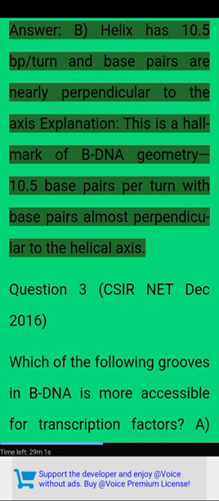Answer. B. Helix has 10.5 BP per turn and base pairs are nearly perpendicular to the axis. Explanation. This is a hallmark of B-DNA geometry: 10.5 base pairs per turn, with base pairs almost perpendicular to the helical axis.